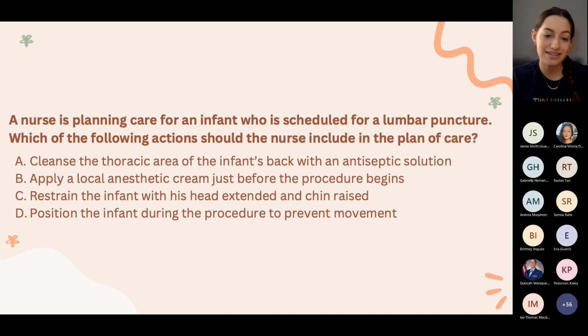Really great job, you guys. So we're going to want to position the infant during the procedure to prevent movement. Preventing movement is going to prevent the potential for injury. With the local anesthetic cream, you want to apply that 45 to 60 minutes before. And for the positioning, you want the neck flexed and chin to chest.